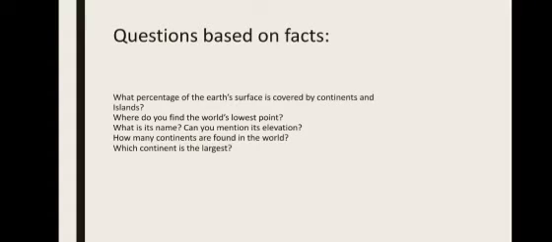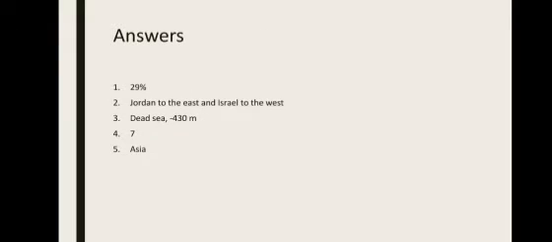So now we'll be answering the questions on page 6, which is the lesson 1.1 review. Questions based on facts. What percentage of the Earth's surface is covered by continents and islands? Where do you find the world's lowest point? What is the name? Can you mention its elevation? How many continents are found in the world? Which continent is the largest? I hope these questions weren't hard for you. I'll leave the answers on the screen so that it will be easier for you to correct your answers.